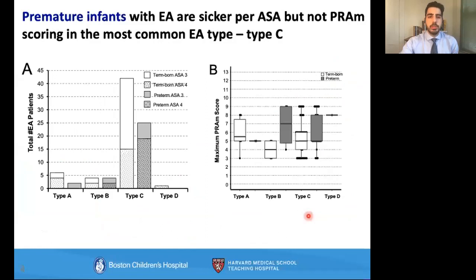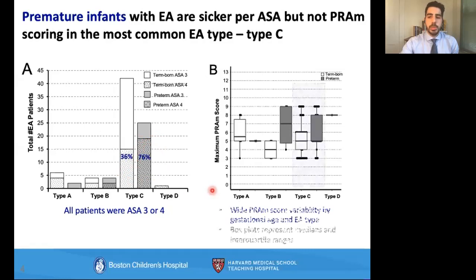Premature infants with esophageal atresia are sicker per ASA, but not PRAM scoring, in the most common esophageal atresia type, type C. As seen in panel A, all patients were scored as ASA 3 or 4. In the most common type of esophageal atresia, type C, there were more ASA 4 patients in the preterm group. In panel B, we see wide PRAM score variability by gestational age and by esophageal atresia type.